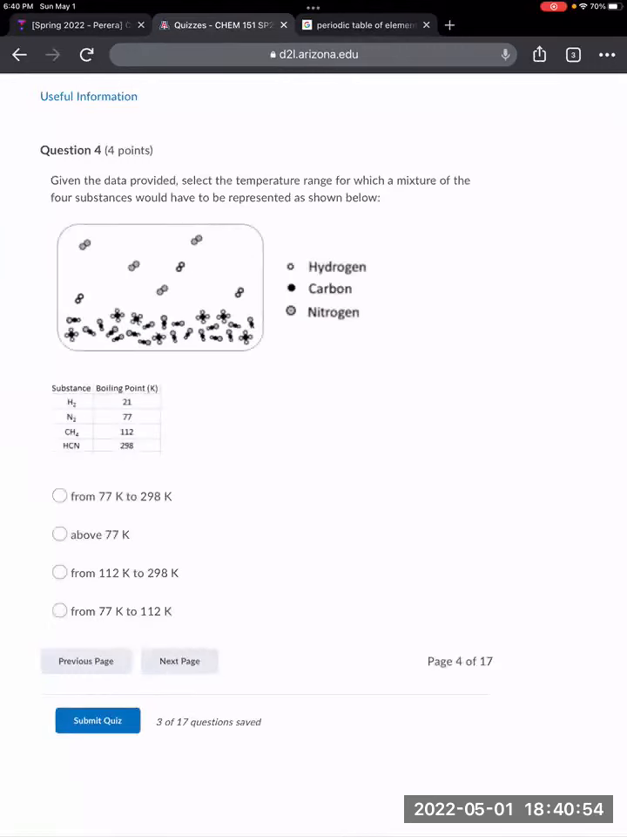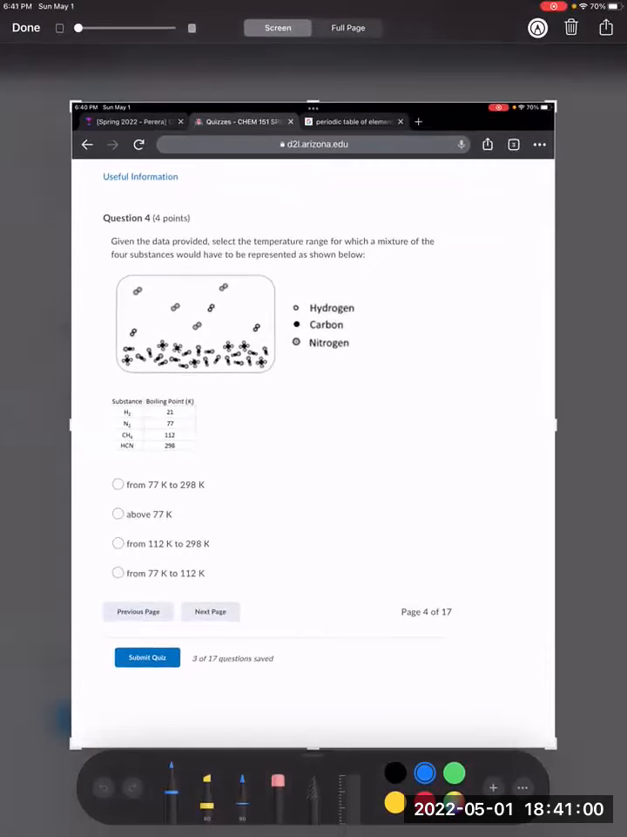All right, moving on to question 4. Let's take a picture of this. Given the data provided, select the temperature range for which a mixture of these 4 substances would have to be represented as shown below. Now, what we are seeing here is we have nitrogen in the gas phase and also hydrogen in the gas phase. Everything else is in the liquid phase.